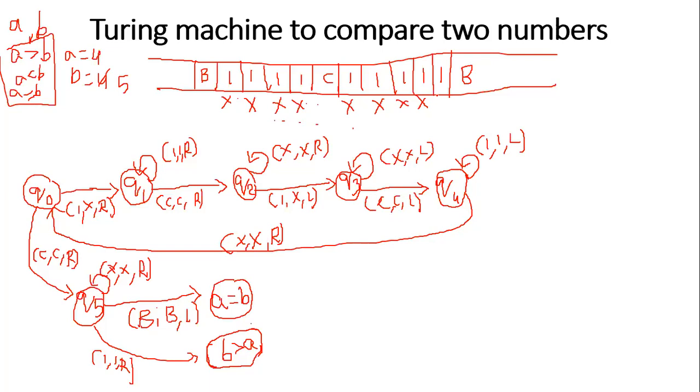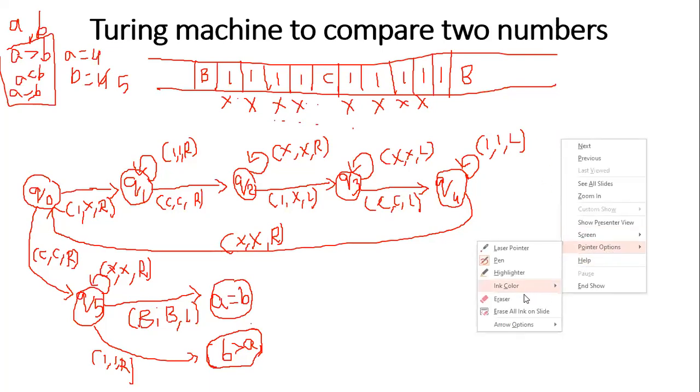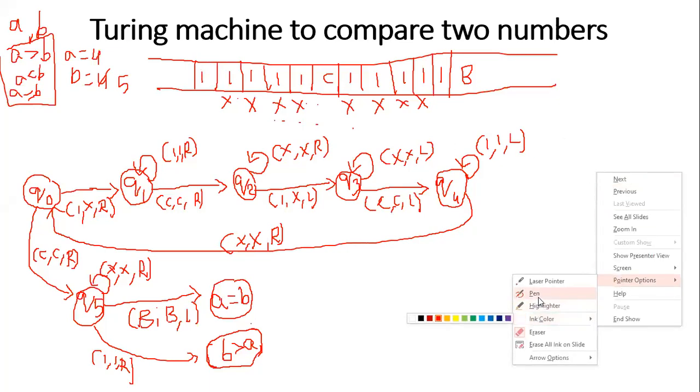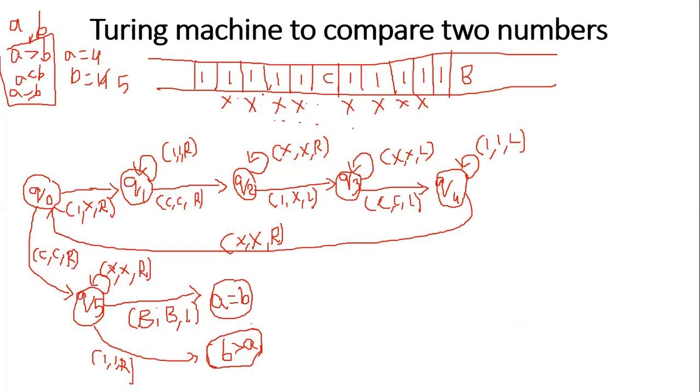for A is greater than B? What is the condition for A is greater than B? I will write how it looks like. A is greater than B. 1, 2, 3, 4, 5. And you have to answer this, how it looks like.